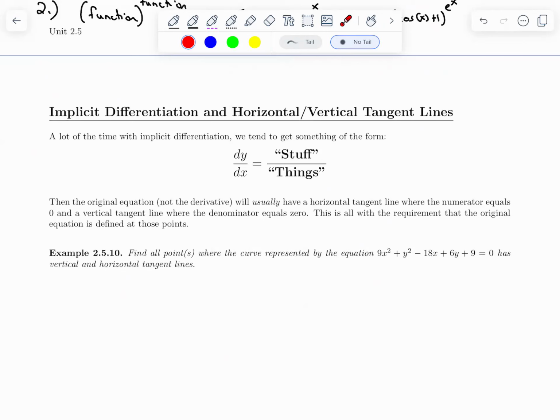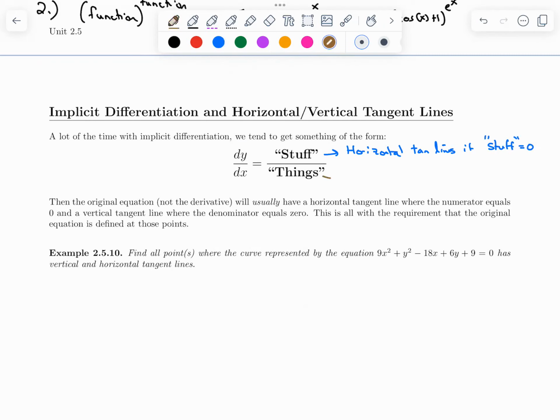Very scientific, I know. And if you're trying to find horizontal tangent lines, that would be when the derivative is equal to 0, because a horizontal tangent line would have a slope of 0, and the slope comes from the derivative. So the derivative equaling 0. Now, the only way for the derivative to equal 0 is if the numerator equals 0. If the denominator equals 0, that's a different situation. So we have horizontal tangent lines if stuff equals 0.